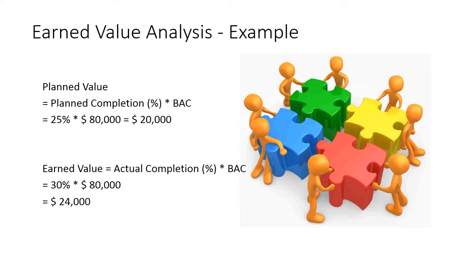EV, or earned value, also called the budgeted cost of work performed, is an estimate of the value of the physical work actually completed. To get the value of EV, we must multiply actual completion by BAC. From the previous calculation, we got 30% actual completion and $80,000 in BAC, so we got $24,000 for EV.